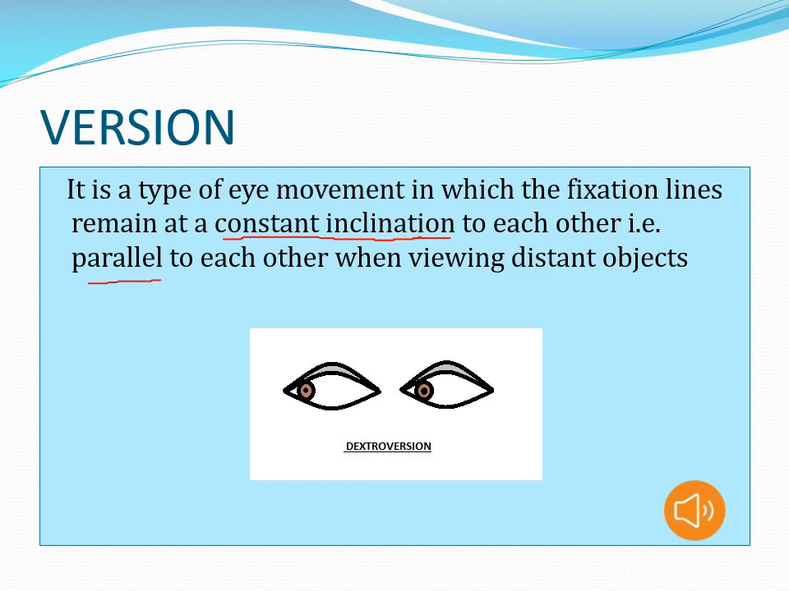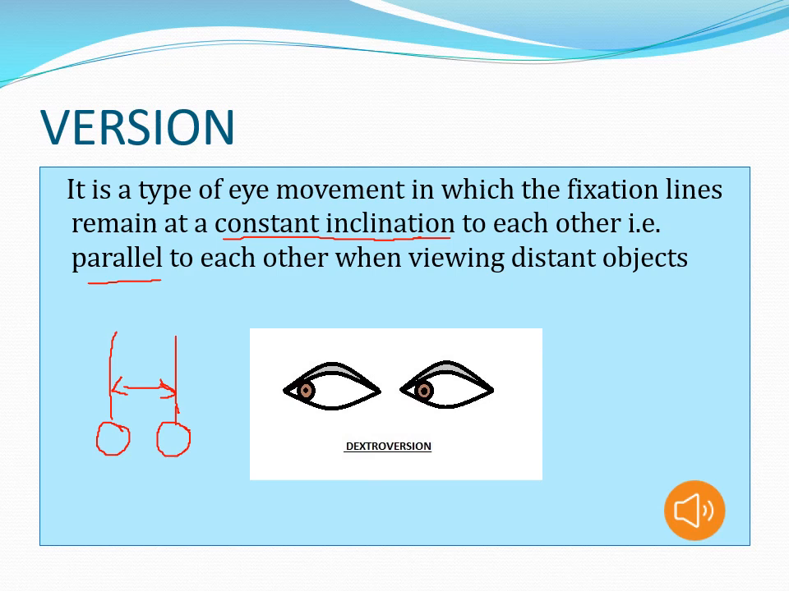You must be aware of the terms fixation lines, primary lines, or visual axis. All these terms mean the same. When we look at a distance or infinity, keeping our head straight, the two primary lines are parallel to each other. We know this. So this same parallelism is maintained during version movements in whichever direction you look, either left, right, up or down.